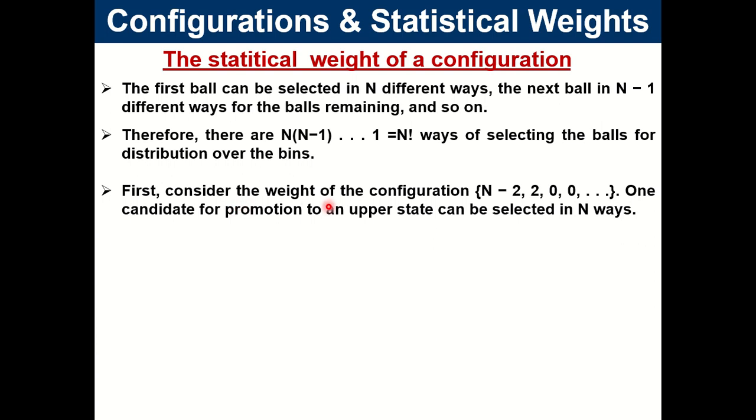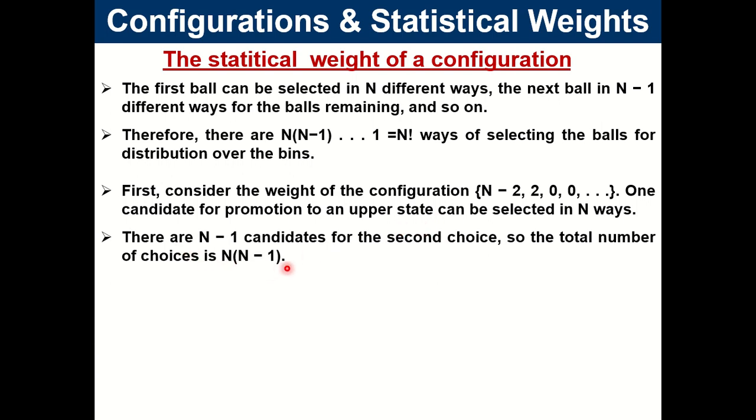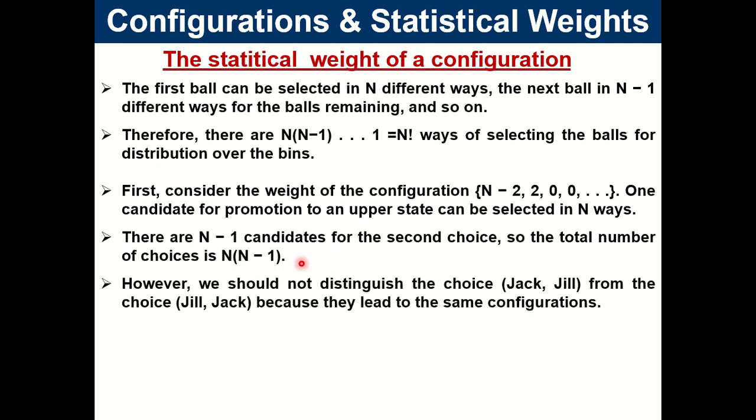First consider the weight of the configuration n minus 2, 2, and 0, 0, 1. So there are 2 particles to be promoted to the first excited energy level. The first particle that you select has n number of ways. The second particle that you select will have n minus 1 ways of selection. So you combine these two choices, n into n minus 1, these are your total choices. And because for every particle that you select, you have 2 ways of doing it, so actually you will achieve 20.